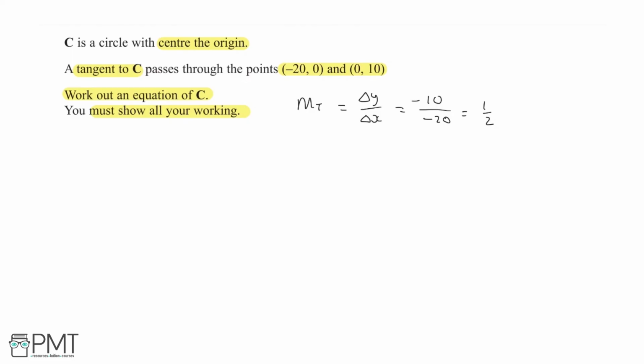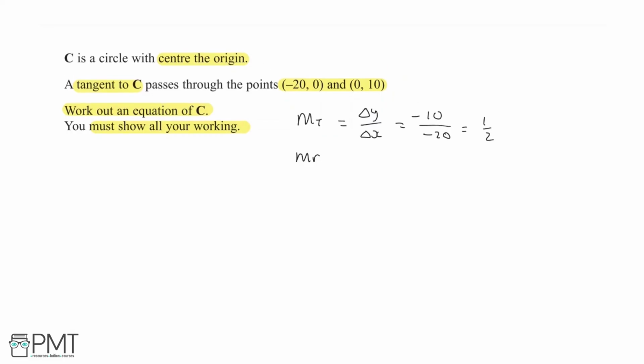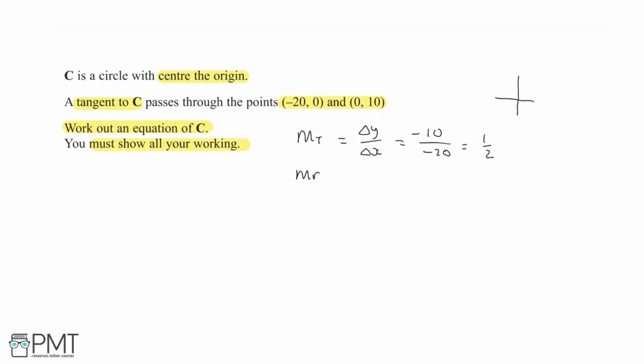Then we're going to find the gradient of our radius. Because if I draw it in the top corner here, if we have a circle centered on the origin, the tangent is like this and the radius is like this. A tangent and a radius form 90 degrees, so they're perpendicular to each other. So we say m_R times m_T equals -1, because that's the rule for two perpendicular lines. m_R times a half equals -1, and from here we get that the gradient of our radius is going to be -2.